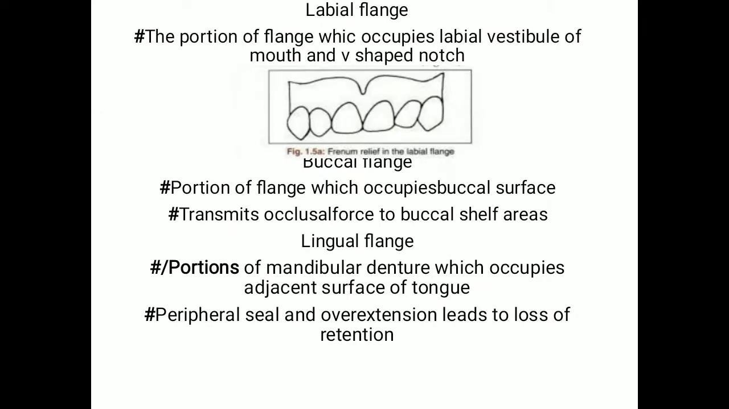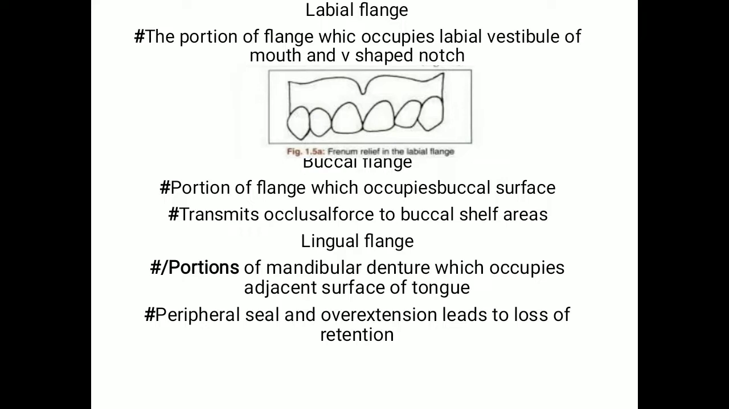There are three flanges: labial, buccal, and lingual. First we go into the labial flange. The main important point of the labial flange is the V-shaped notch. The frenum relief should be involved in these areas, and the portion of the flange which occupies the labial vestibule of the mouth is referred to as the labial flange. It only occupies the labial vestibule of the mouth.